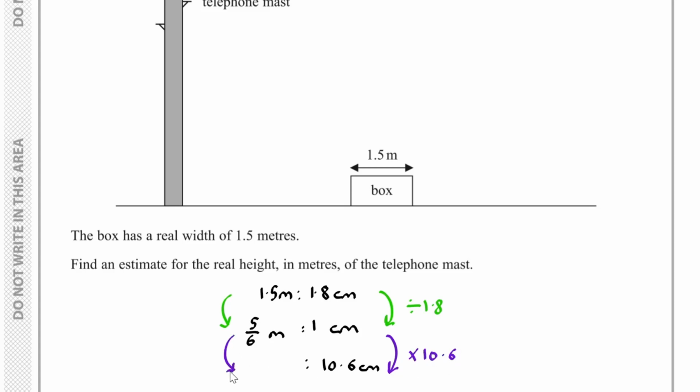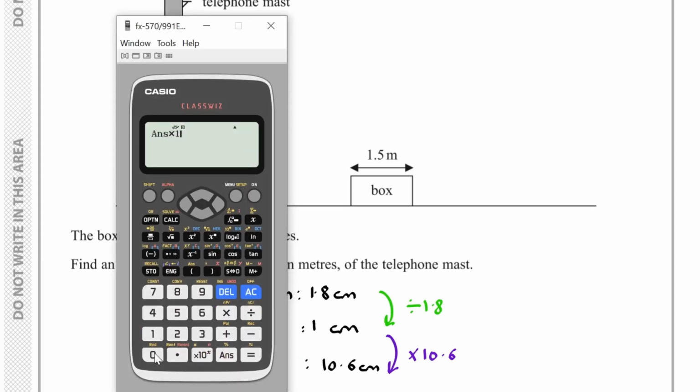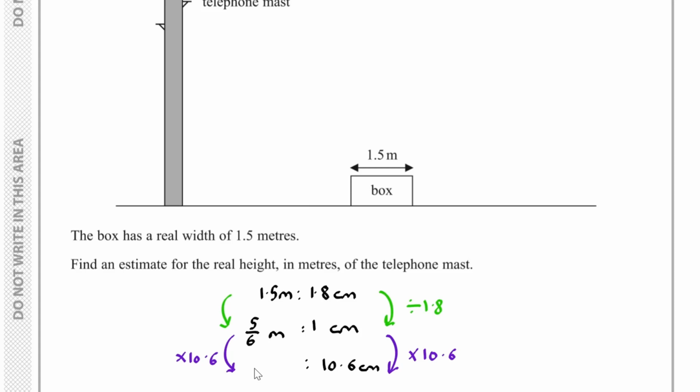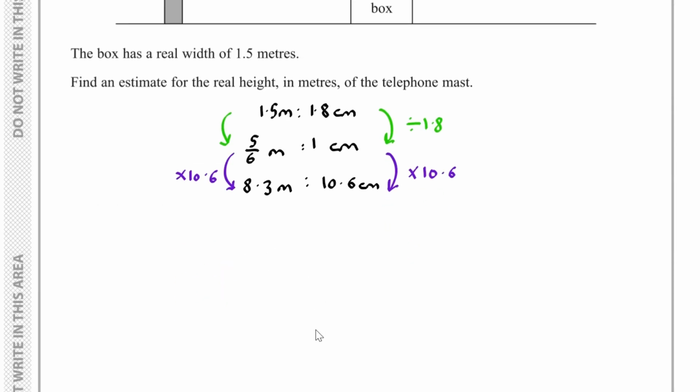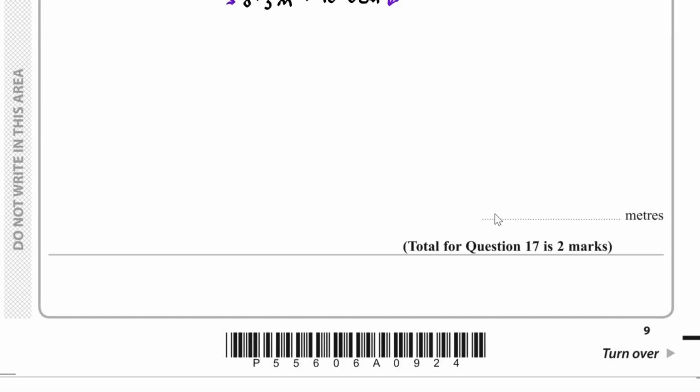So 5/6 multiplied by 10.6, if we work this out, it turns out we get 8.33, etc. So here we have 8.3 meters. Okay, so we have 8.3 meters to 1 decimal place.